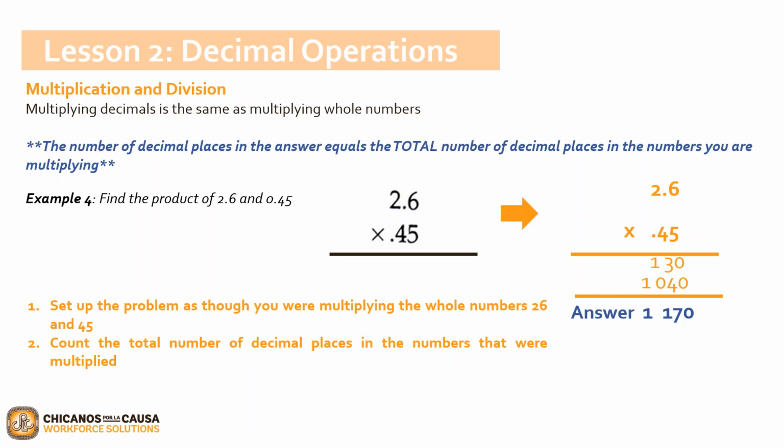0.45, that gives us 2. So we add those together. We're going to say it's 3 decimal spots. So starting from the 0, we're going to move over 1, 2, 3. That gives us the ability to put a decimal point between 1 and 1. Therefore, our final answer is going to be 1.170.